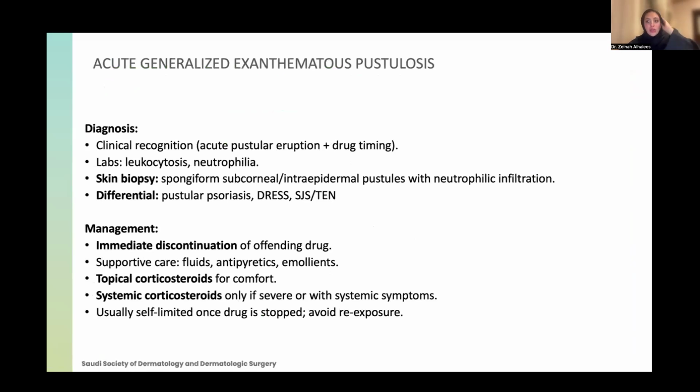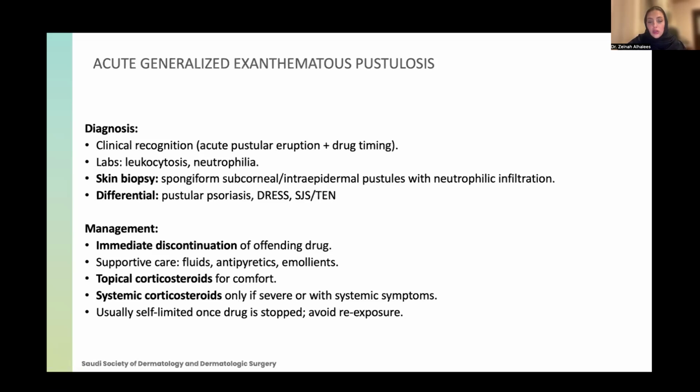So in terms of diagnosis, mostly it's clinical. So it's a clinical recognition of your acute pustular eruption plus the drug timing. Labs can help you out. So leukocytosis with neutrophilia mostly. And then if you do your biopsy. So really skin biopsy here can easily help you differentiate AGEP from psoriasis.